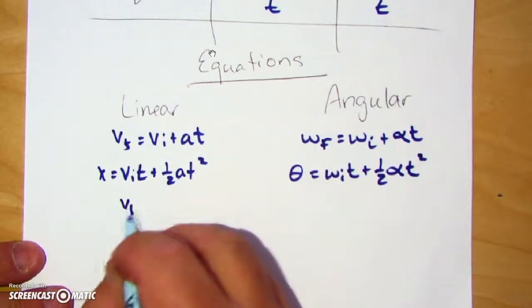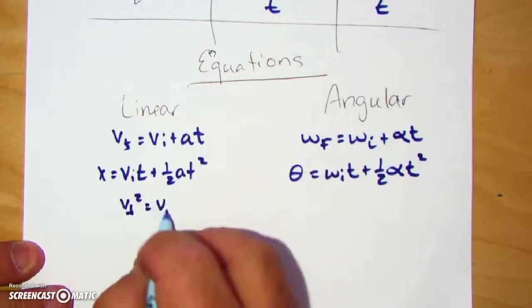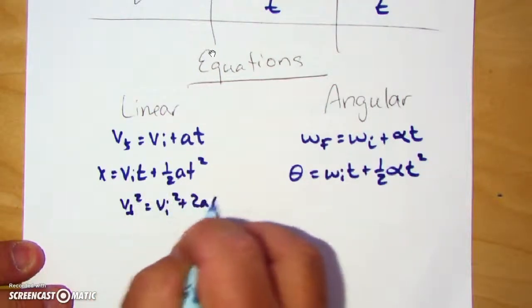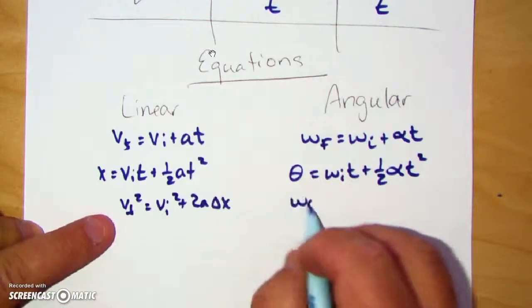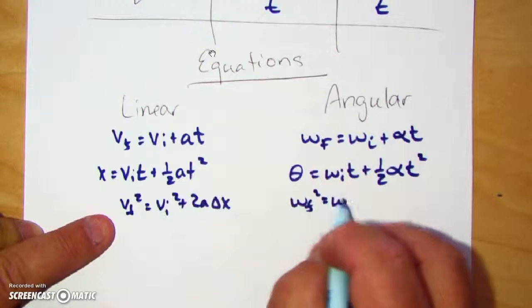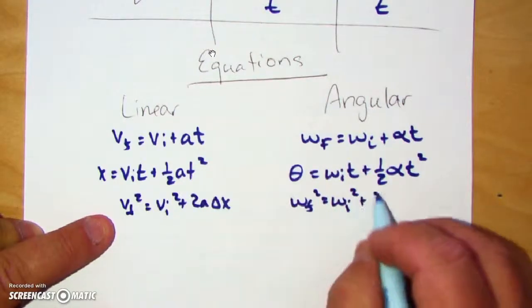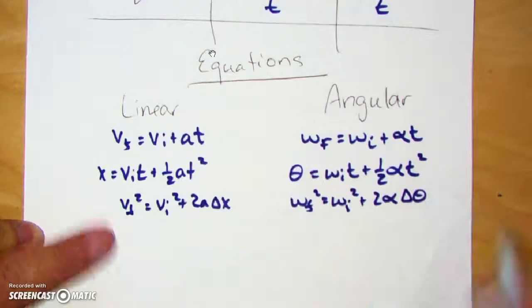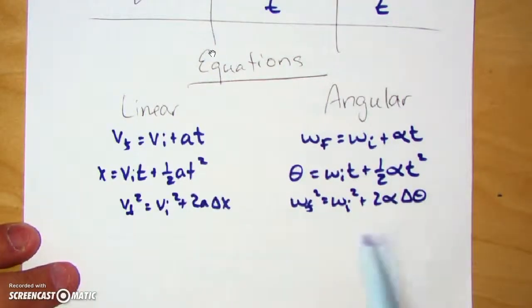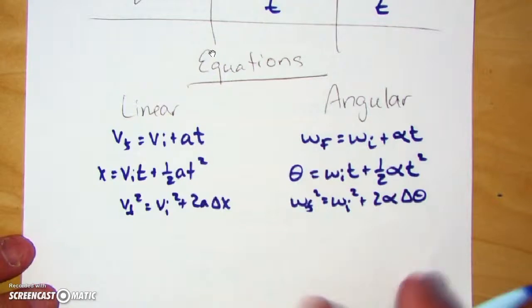The last one, again, which we use a lot, Vf squared is equal to Vi squared plus 2a delta x. Well, over here, x is theta. Omega final squared is equal to omega initial squared plus 2 times alpha times delta theta. So all I'm doing is the same exact equation, except I'm putting in the angular components of it.